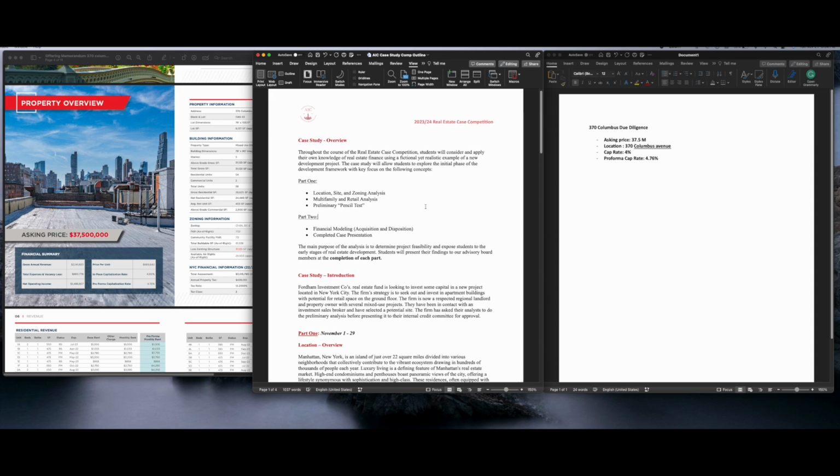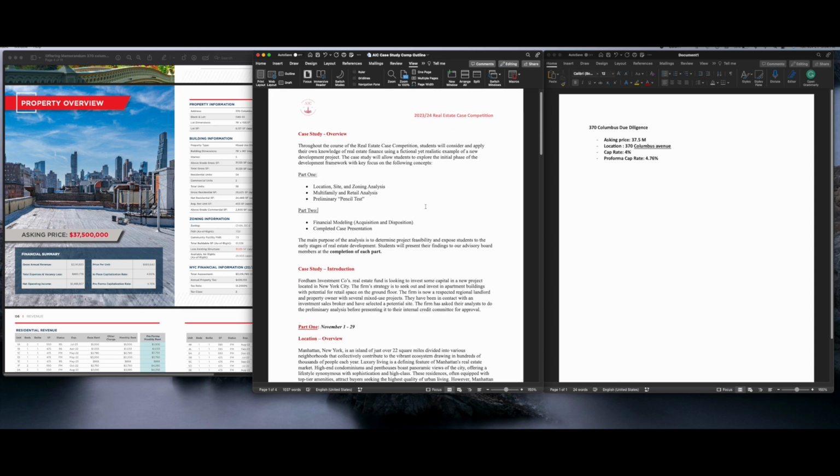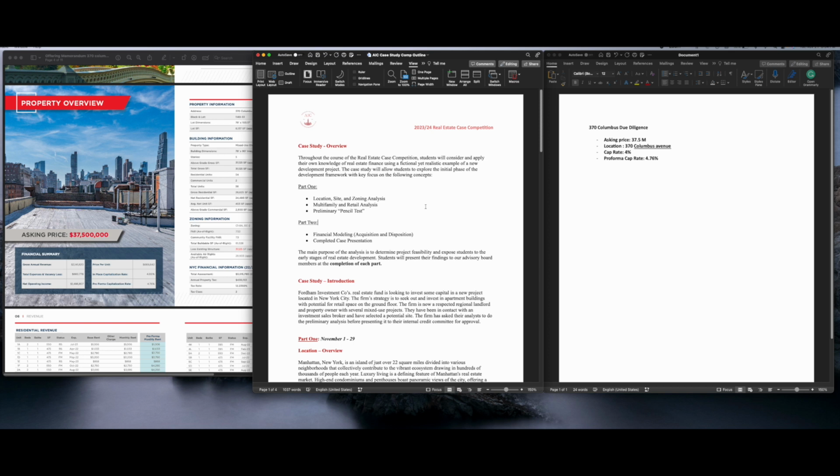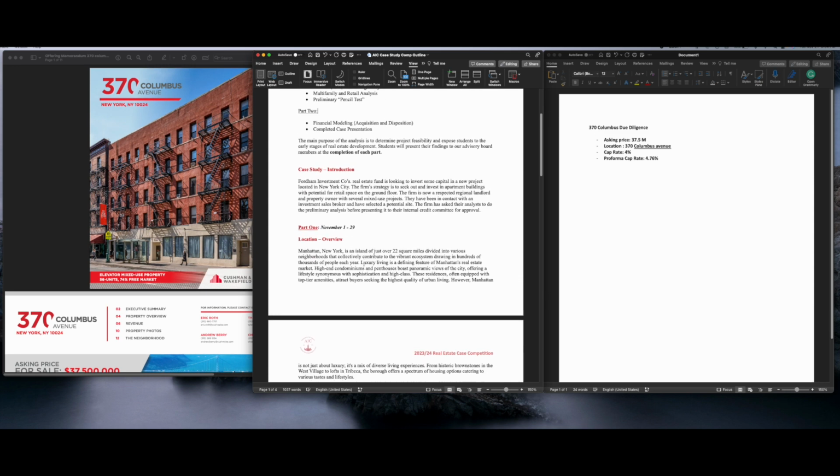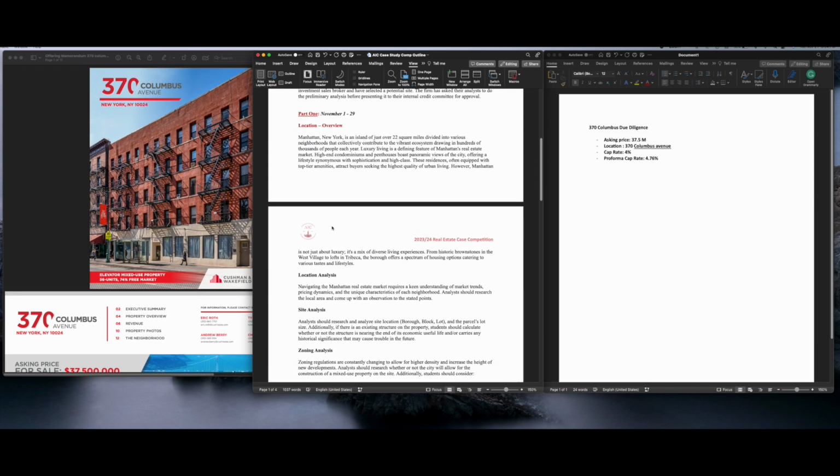So to get into it, here we see kind of just an overview. Fordham Investment Co., which is the name of our fictional company, is looking to invest some capital in a new project located in New York City. The firm strategizes to seek out and invest in apartment buildings with potential for retail space on the ground floor. This is a basic and simple understanding of how real estate private equity companies look, especially ones that deal with acquisitions.